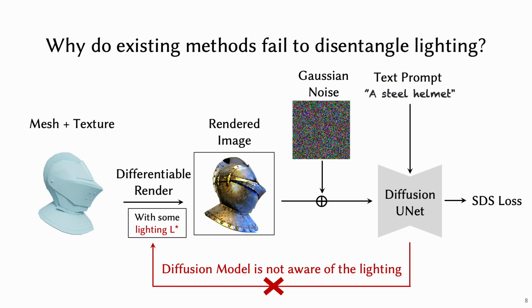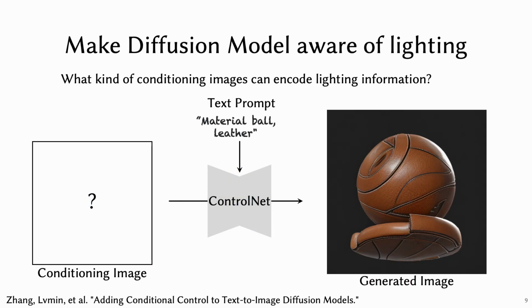However, the image is actually rendered with some specific lighting. The SDS loss is only designed to make the image more realistic, but maybe not in the right way, which is consistent with the lighting, because the diffusion model is not aware of the lighting. We propose to train a new ControlNet to make the diffusion model dependent on the lighting. Thus, we need to define some type of conditioning image that encodes some lighting information.